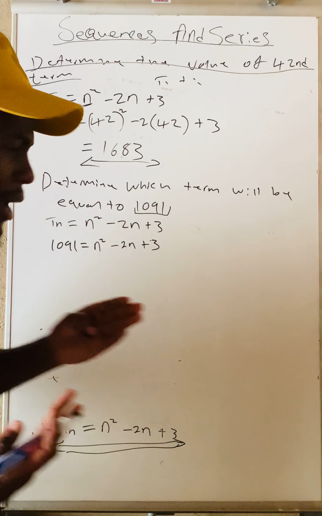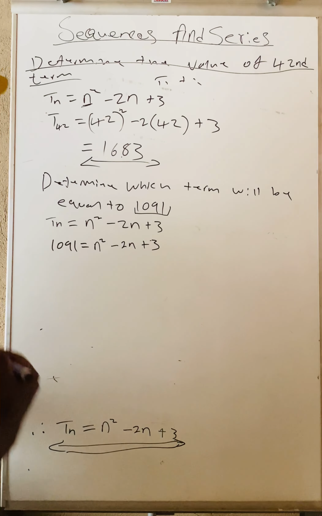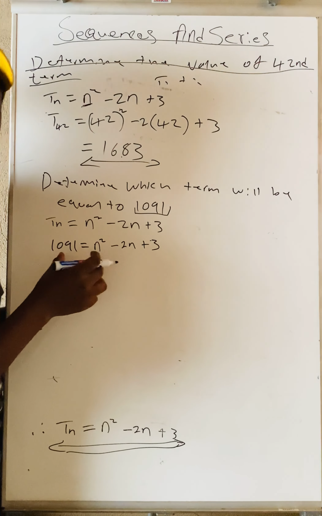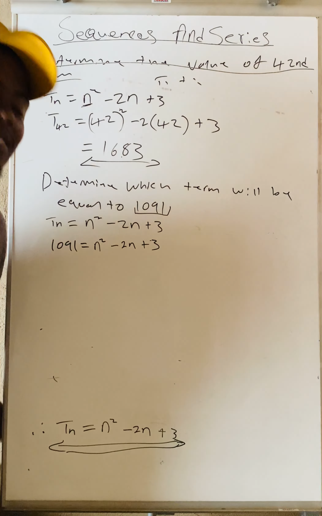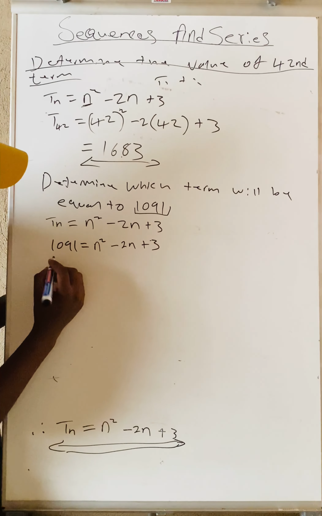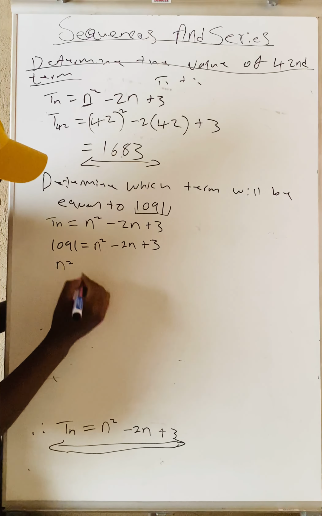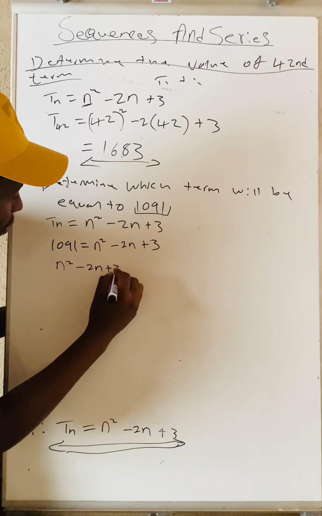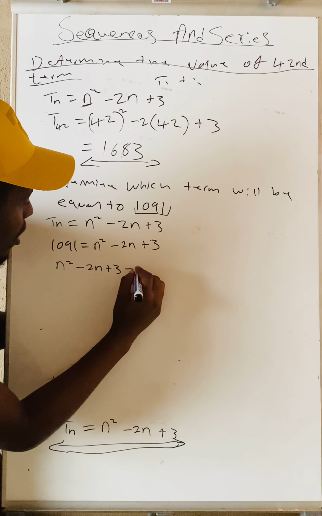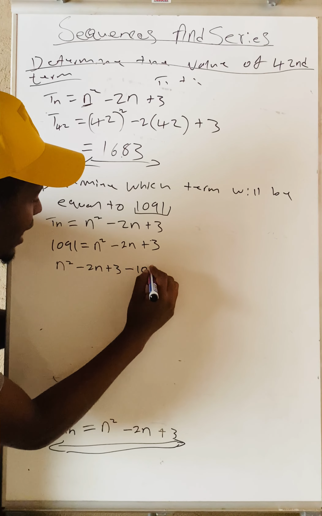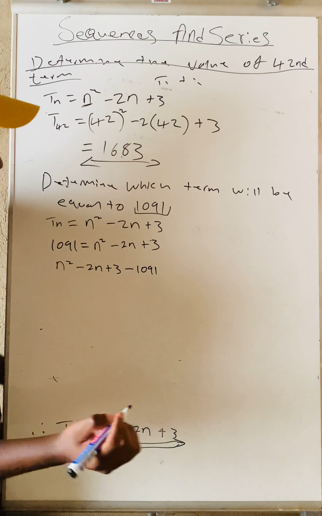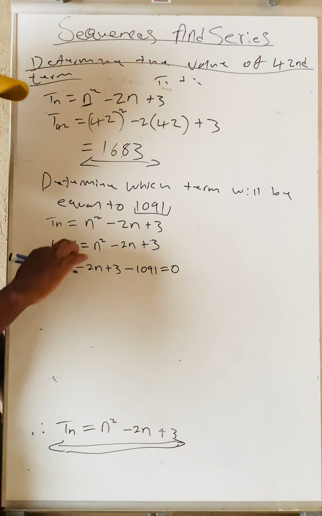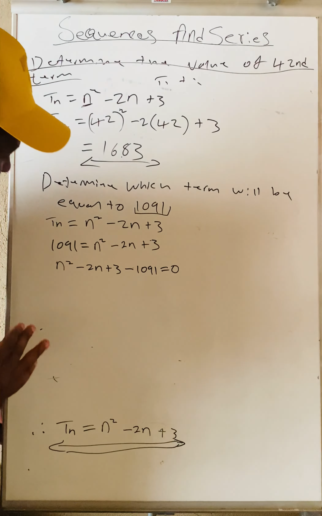From here we apply mathematics. We just apply the simple maths, right? We take this one to the other side. It jumps the equal sign. It will change the sign, right? It means you're going to have n squared minus 2n plus 3 minus 1091, right, is equal to 0, right, because it jumped the sign, right.